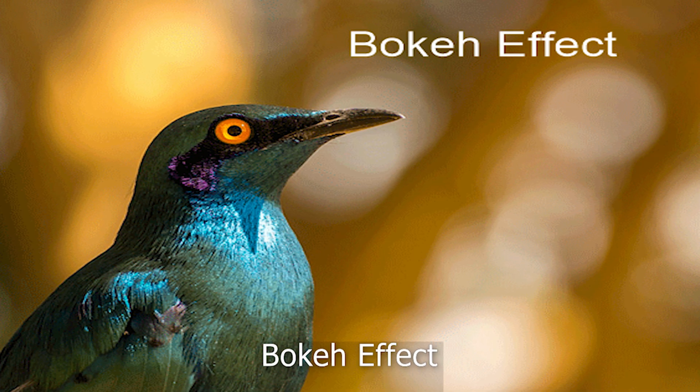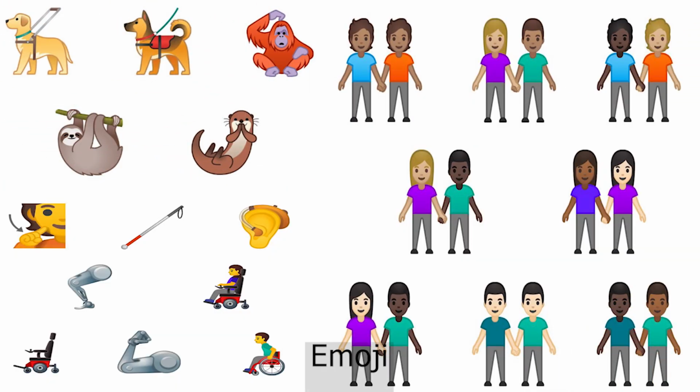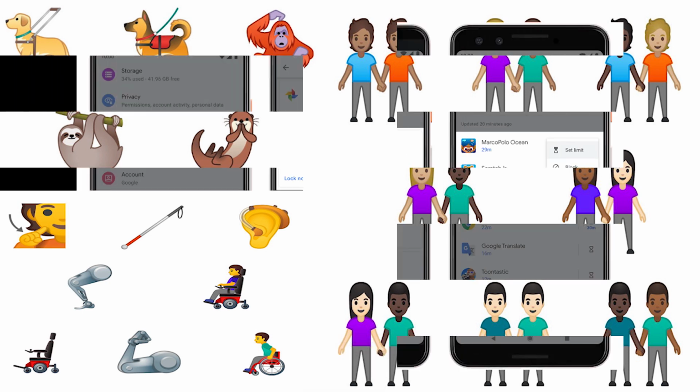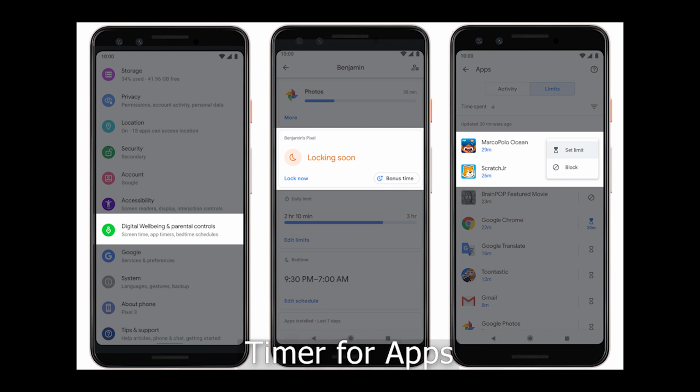Third party apps can request depth data from the camera so you can edit the intensity of bokeh in these apps. New emojis are available, including gender inclusive ones. You can set timers for websites to restrict browsing habits.